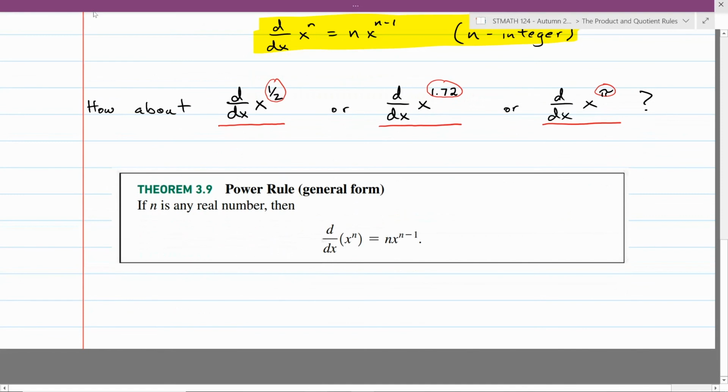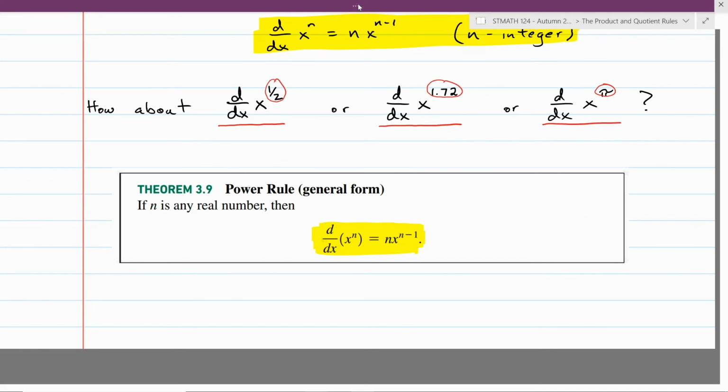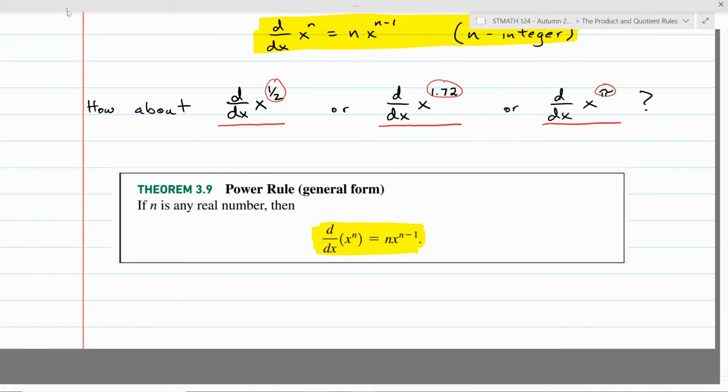Actually, the power rule works whenever the exponent is any real number whatsoever. So the power rule works for any power of x. It doesn't have to be an integer even, which is good because, when you think about this first one I listed up here, underlined in red, x to the 1/2, that's really square root of x.